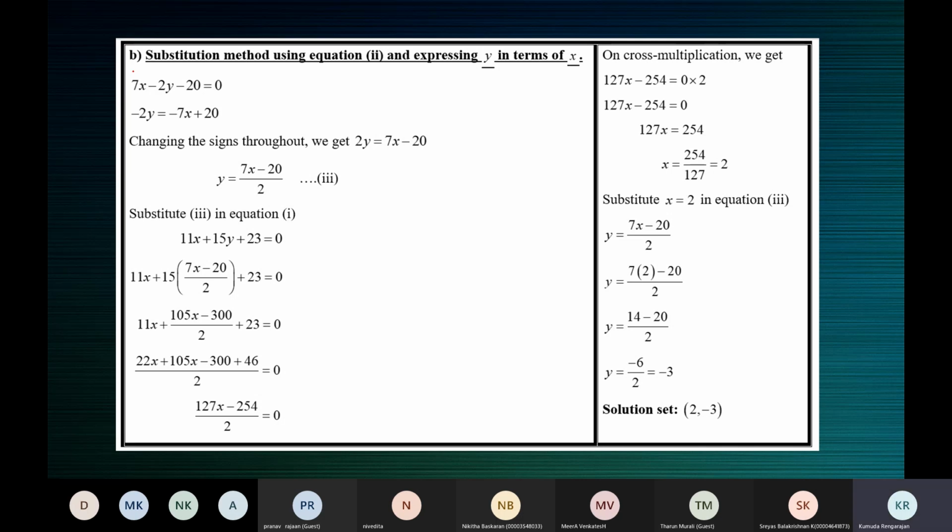What's the first equation, children? Tell me that. 11x plus 15y plus 23 equals 0. Okay. So this is the first equation. And this is the second equation. I've given the heading. I'm using equation 2. What working is here is explained. Substitution method using equation 2. You can use equation 1 also. We'll do it now.